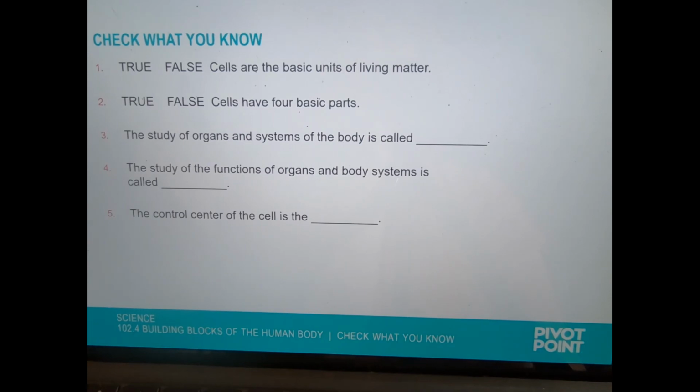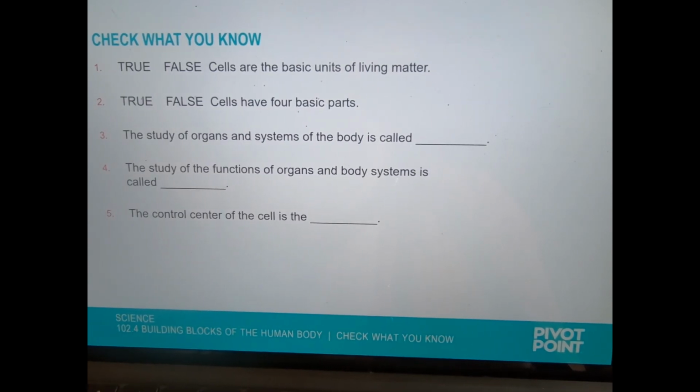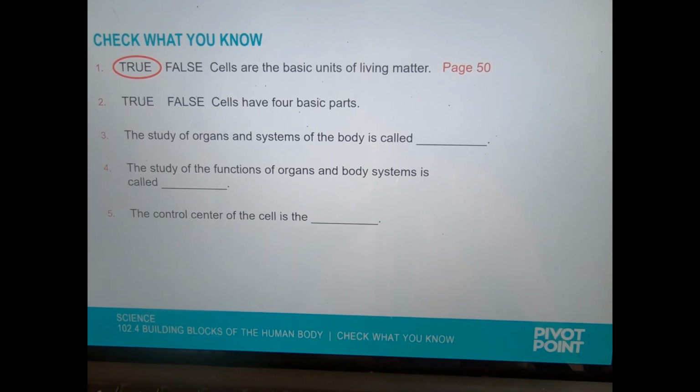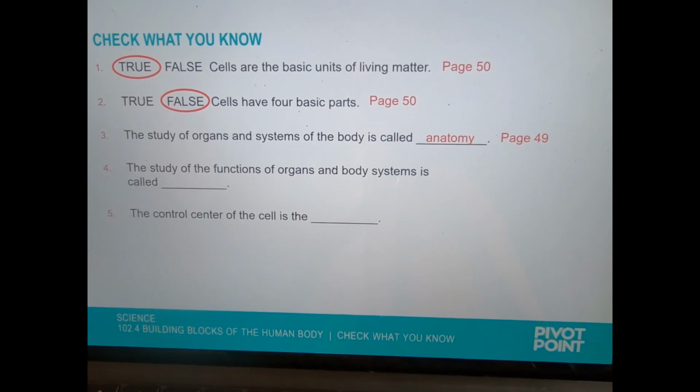All right. True or false? Cells are the basic units of living matter. And that is true. True or false? Cells have 4 basic parts. Okay, so they're going to say 3 basic parts would be the cytoplasm, the nucleus, and the cell membrane. All right, the study of organs and the systems of the body is called anatomy. The study of the functions of organs and body systems is called physiology. The control center of the cell is the nucleus.